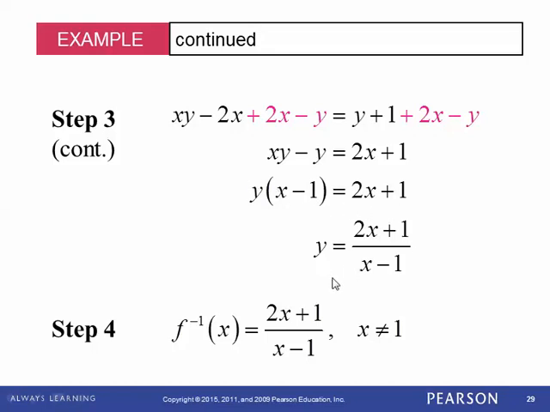Hey, that's interesting. Look at that. (2x plus 1) over (x minus 1) is the inverse function for this guy. All right, what we also have to do at the end is to declare the domain. So x cannot be equal to 1 because it's not part of this. It's not even part of the domain. We're good there? So sort of state your domain for that.